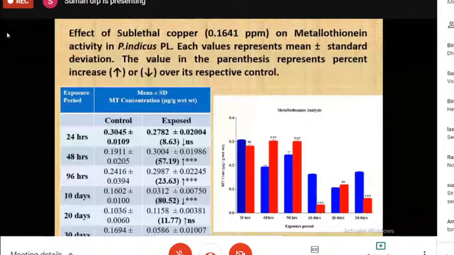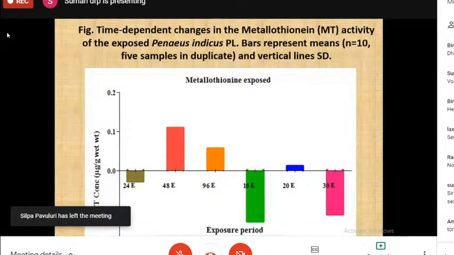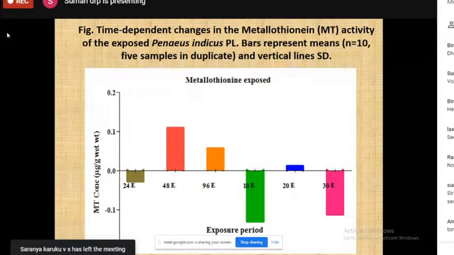And then at 10 days, there is a decrease in levels of metallothioneins. And at 20 days, it shows a non-significant increase. And again at 30 days, there is a decrease in metallothionein levels. When it comes to time-dependent changes in metallothionein, the bars represent that at 24 hours there is a non-significant difference, and only at 48 hours and 96 hours is there a significant difference. But at 10 days, 20 days, and 30 days, there is a decrease of overexpression.